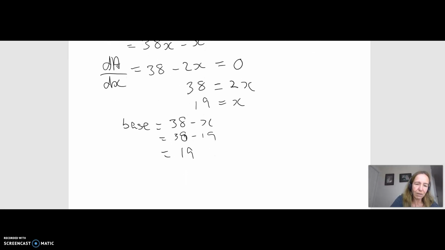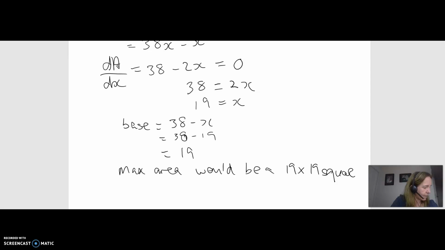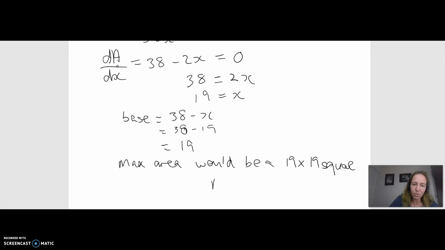So the maximum area would be a 19 by 19 square, with an area of 19 times 19, which gives me 361 centimeters squared.